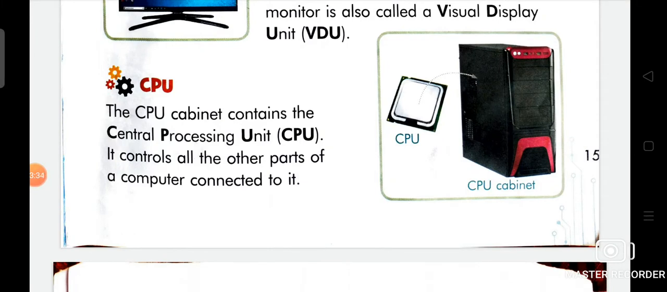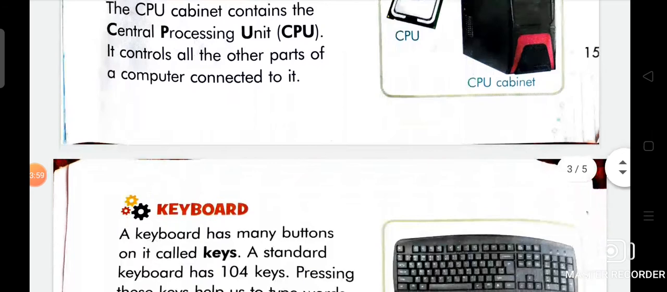Next, your next topic is CPU. As we see students, it is the picture of CPU on page number 15. The CPU cabinet contains the central processing unit. It controls all the other parts of a computer connected to it. So students, you can say that central processing unit is the full form of CPU. Students, please turn over the page.